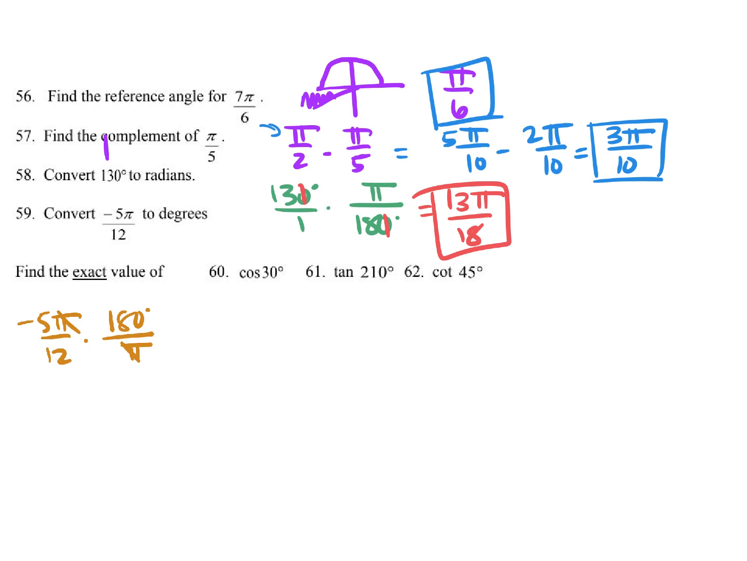And then you can start simplifying. So this one takes a little bit of work. You can multiply it if you want to, but I would figure out what goes into 12 and 180, and 6 is the answer. So 12 divided by 6 is 2. 180 divided by 6 is 30. So that means I have negative 5 times 30 divided by 2, which is negative 75. The box was really crazy, but negative 75.